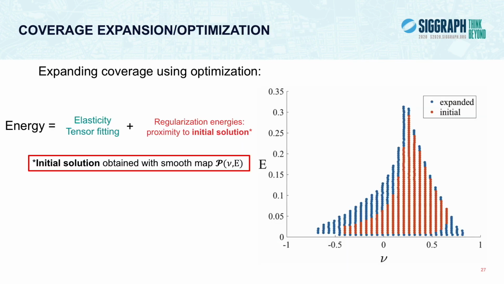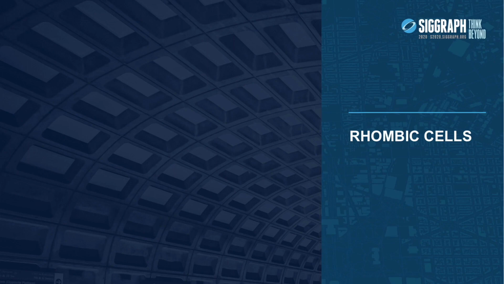The previous algorithm is able to produce an initial coverage in orange in the plot using only our reduced set of 4 parameters. We then expand it using optimization while maintaining smoothness. For each neighbor of our current coverage, we minimize an energy composed by an elasticity tensor fitting term, penalizing distance to the target material properties, and regularization terms, trying to keep the solution close to the initial one. Here, our initial solution is obtained through extrapolation using the smooth map P obtained for the initial coverage, which increases smoothness. Now, having a map for square cells, the objective is to extend it to general rhombic shapes.